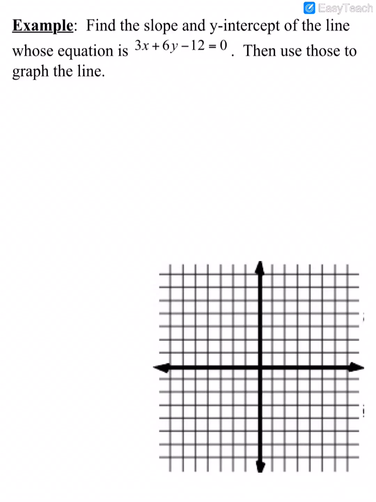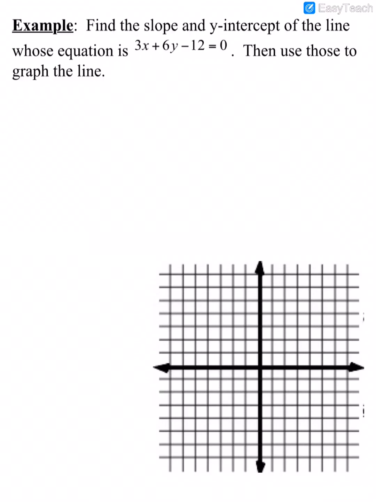All right, find the slope and the y-intercept of the line whose equation is 3x plus 6y minus 12 equals 0, and then use those to graph the line. So this is in general form, and like I said, we can't pull the stuff directly out of general form. So we're going to have to rearrange it and get it in slope-intercept form to find the slope and the y-intercept. So do you remember what slope-intercept is? Y equals mx plus b. So that means we need to get y by itself in the equation.